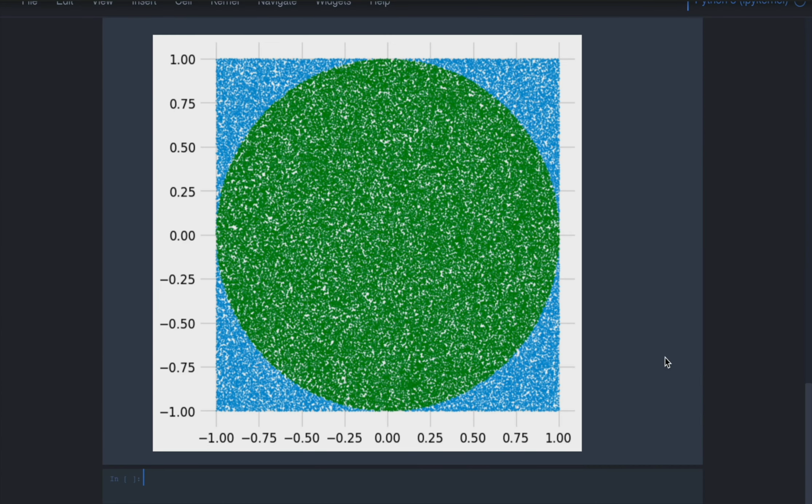There are a number of ways using which we can estimate the value of pi using Monte Carlo simulations. Today we will estimate the value of pi using one such method.